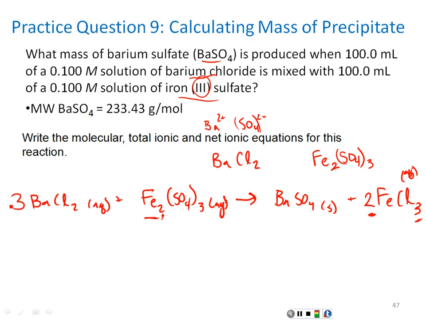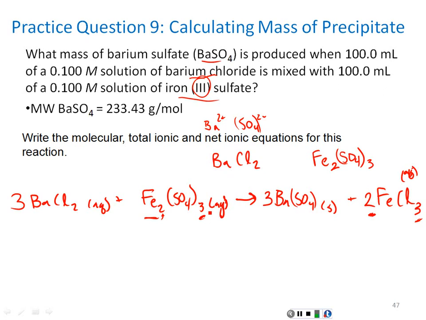When we do that, we get 3 bariums, and we're going to have to add a coefficient of 3 on the right side to even out the number of bariums. And when we look at sulfate, we have 3 sulfates on this side and 3 sulfates on the left side. So now our equation is balanced. So this would be the proper balanced molecular equation.